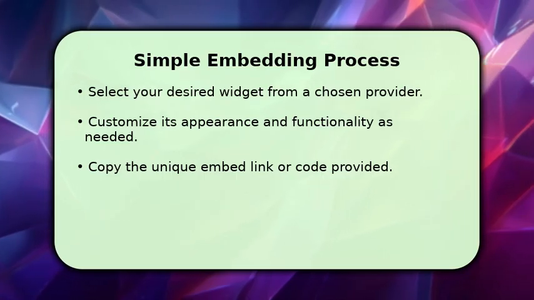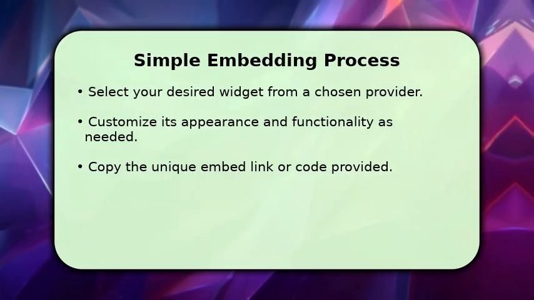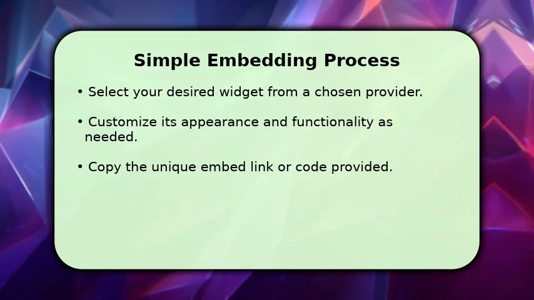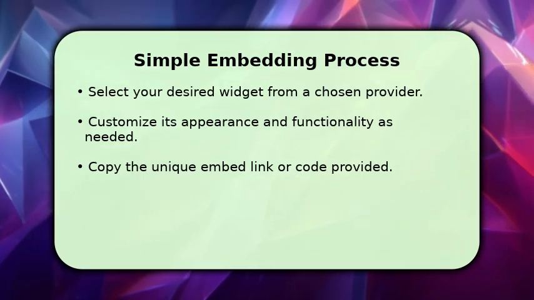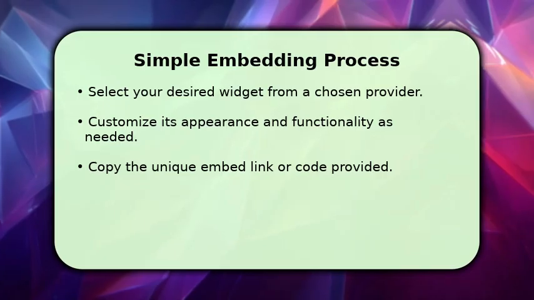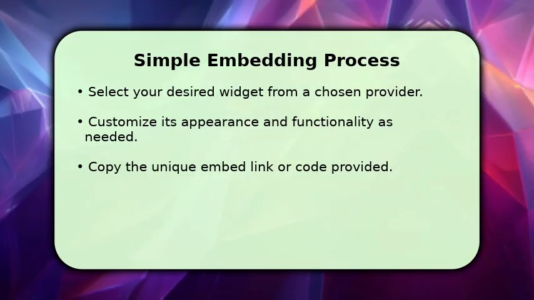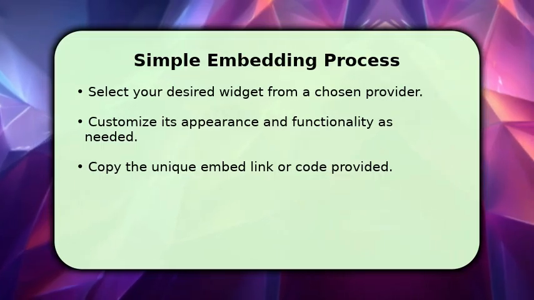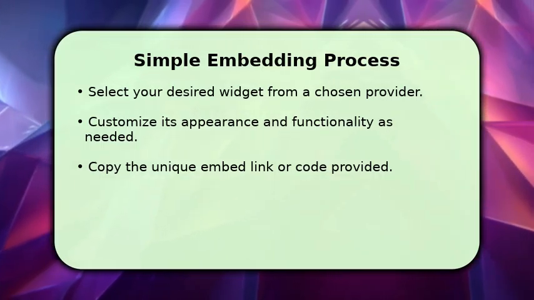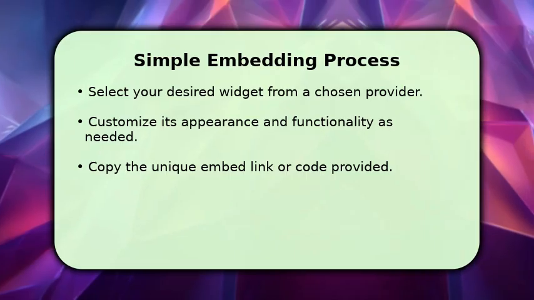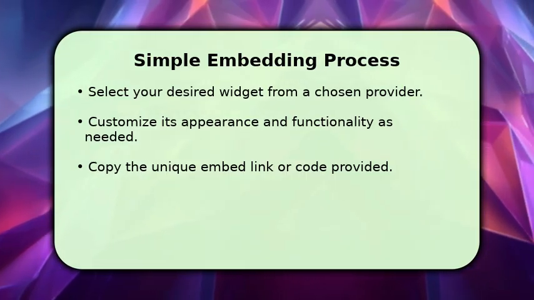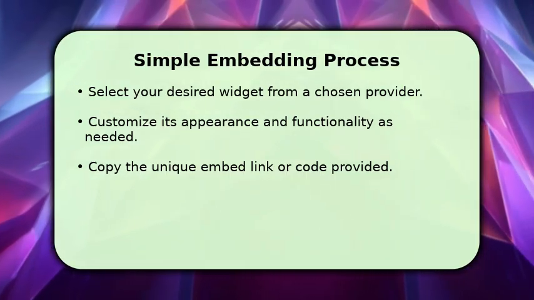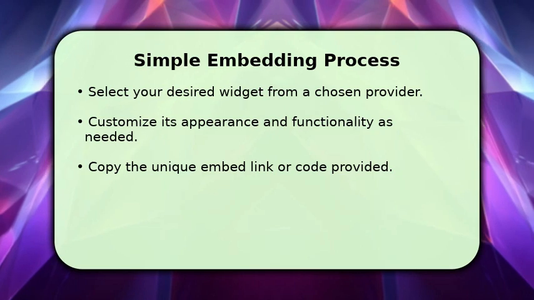First, select your desired widget from the provider's platform and customize its appearance and functionality to match your Notion page. Next, copy the unique embed link or code that the provider generates for you. Finally, navigate to your Notion page, paste the copied link, and choose the Create Embed option from the menu that appears. Your new widget will then come to life on your page.